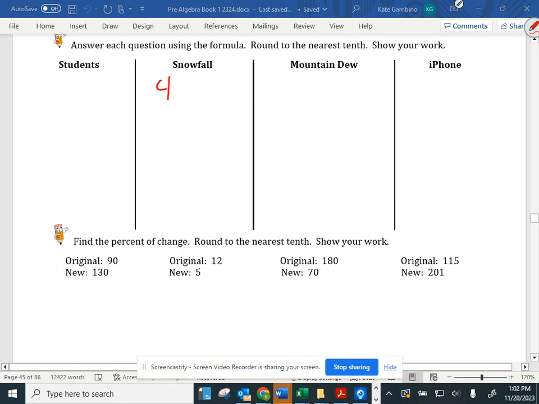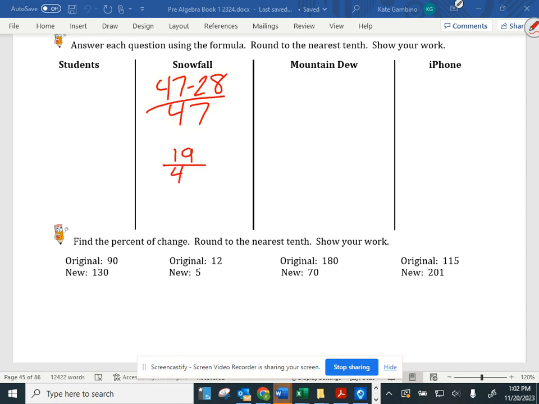So we had 47 minus 28. The original value is 47. So 47 minus 28 is 19, divided by that 47. What is our percent of change going to be? What's the decimal we get? So let's look at our decimal first. Olivia? 0.4. Yeah. So what is our percent of change? 40%. 40%.